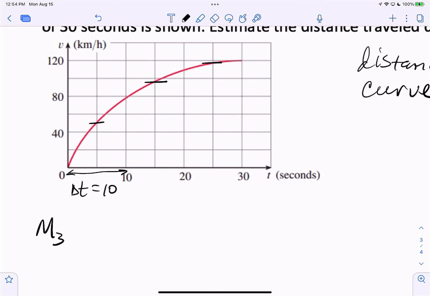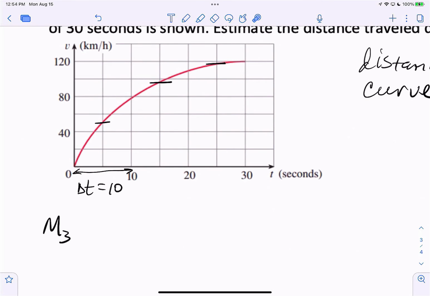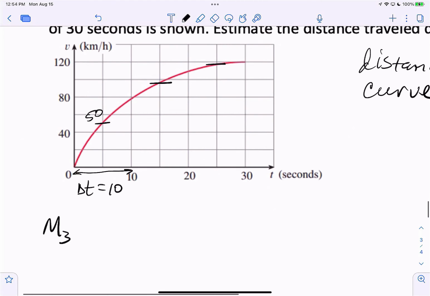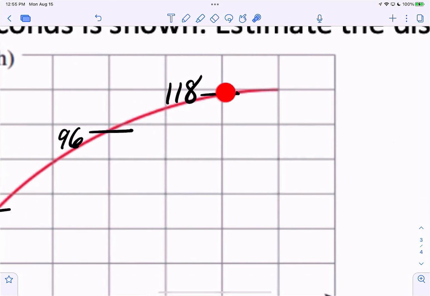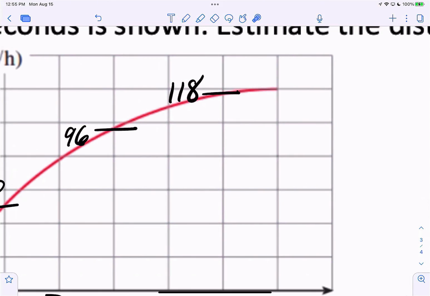The first one at t equals 5 seconds looks to me like it's about 50. At t equals 15 seconds, I'm going to say that height is, let's see, this is 80, this is 100. I'm going to go with 96. I know, it's an estimate. And then when t is 25, I'm going to go with 118. You may think that's completely arbitrary, but I'm looking at the little gap here and the little gap there, and it makes sense to me.